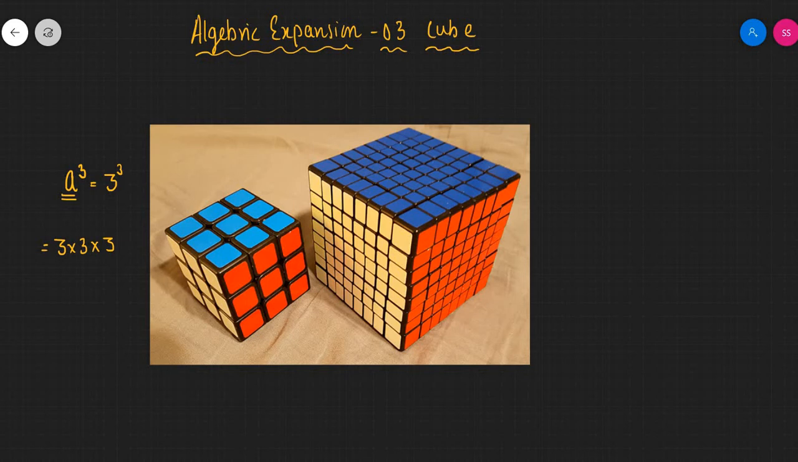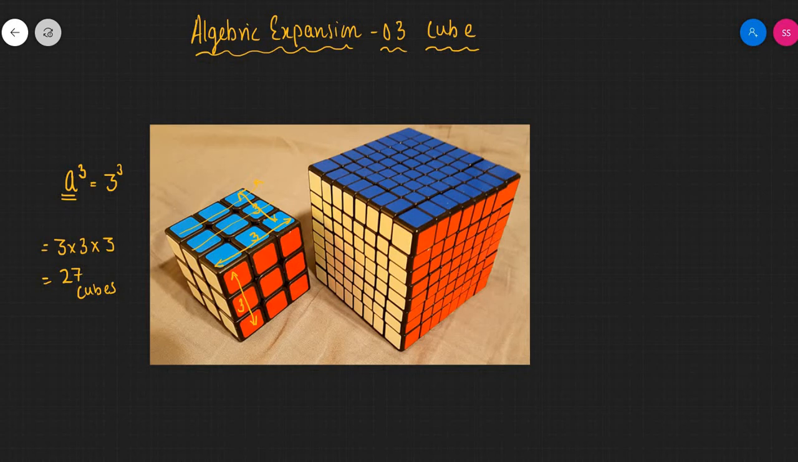So you have 3 on this side, and you have 3 here. So you have a total of 9 cubes in this layer, and you have 3 layers like that. So you have 3 into 3, which is 9, and into 3 again. So that's 27. So in this, you have 27 cubes, right? So when I say 3 cube, that's what I mean.